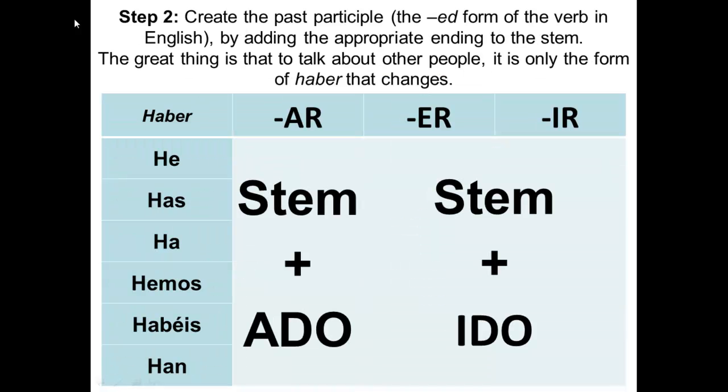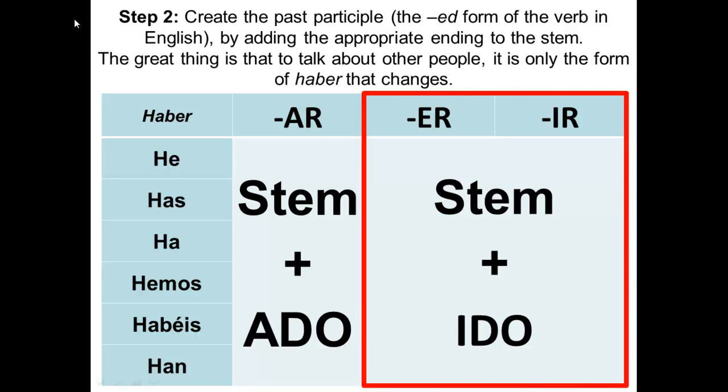Step 2, you create the past participle. This is the ed form of the verb in English, by adding the appropriate ending to the stem. The great thing is that to talk about other people, it is only the form of haber that changes. And here we can see where the flower analogy comes in as well. If you have an AR verb, you create the stem by chopping off the AR and then add ADO at the end. For ER and IR verbs, you chop off the ER and the IR and then you add IDO. Notice how, therefore, the endings for ER and IR verbs are exactly the same. Remember also that AR verbs are the most common types of verbs you will see in Spanish.